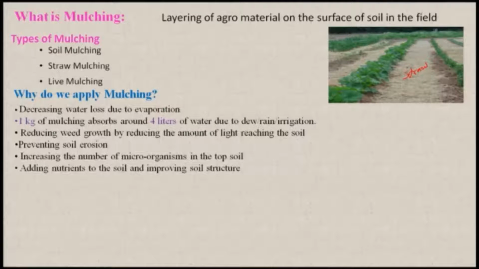Increasing the number of microorganisms in the topsoil, because it helps in developing microorganisms, which are important for the growth of the plants, because their dead bodies and other things act as organic matter, it will be helpful for the growth of the plant. And adding nutrients to soil and improving soil structure, I have told you that these microorganisms and organic matter will help.